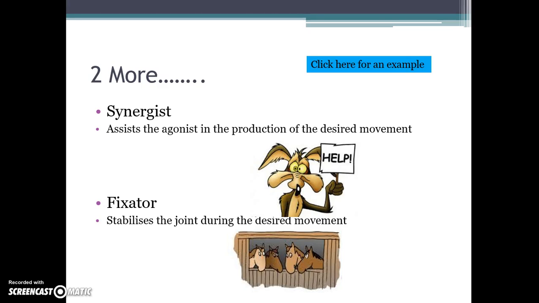If these didn't work in harmony, you wouldn't be able to do skillful movements, or specific sporting movements. Think about when you're doing a volley in football, or a shot in basketball. If there wasn't a fixator keeping that range of motion under control, you wouldn't be able to perform the movement very well. If you didn't have a synergist helping you with something like the clean and jerk, you would not be able to lift as much weight as you could previously.